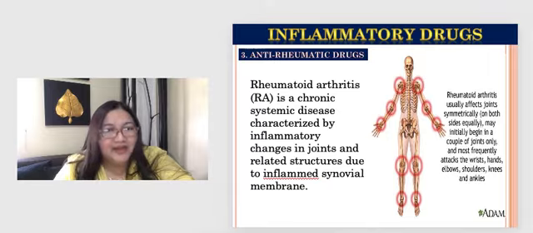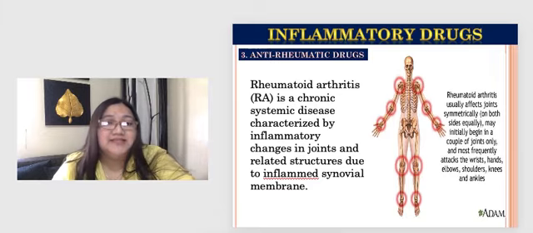May namumula, may masakit. The signs of inflammation: rubor, dolor, tumor, calor, functio laesa. Okay? May inflammation saan? Joints and related structures. Bakit? Kasi may inflamed synovial membrane. Going back to anatomy, yung synovium, synovial membrane, meron yan yung ating mga joints to allow movement. Okay? To help doon sa movement ng mga joints na movable.